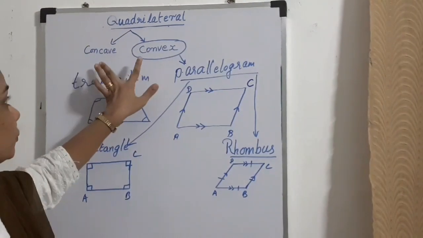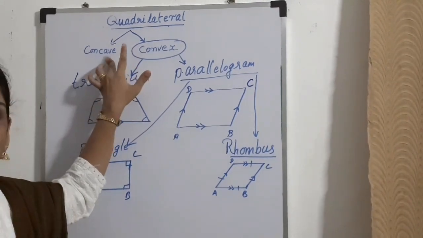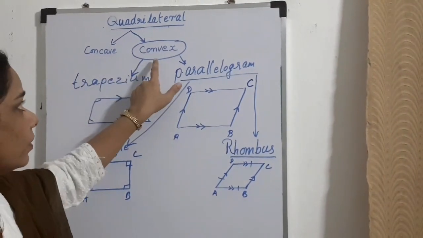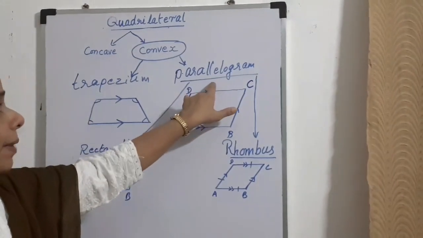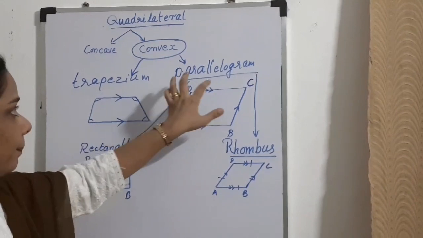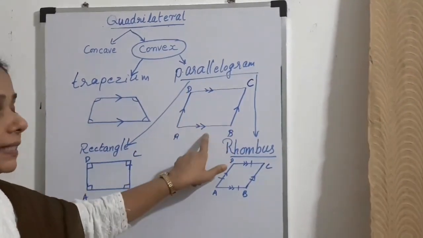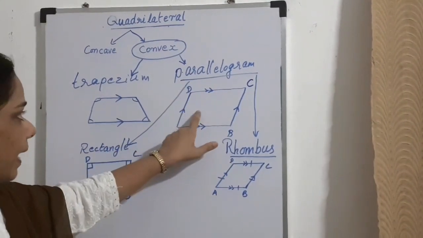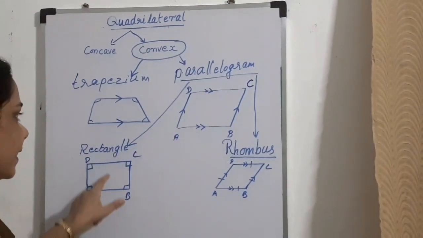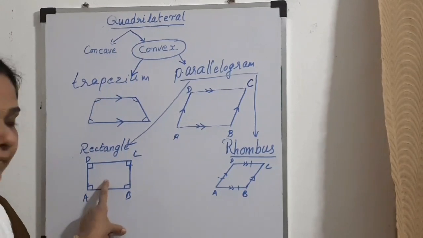Quadrilateral is divided into two: concave quadrilateral and convex quadrilateral. Now we are focusing on the convex quadrilateral, which is divided into trapezium and parallelogram. And in a parallelogram, pairs of opposite sides will be parallel. In that parallelogram, if all the angles are 90 degrees, it will become a rectangle.